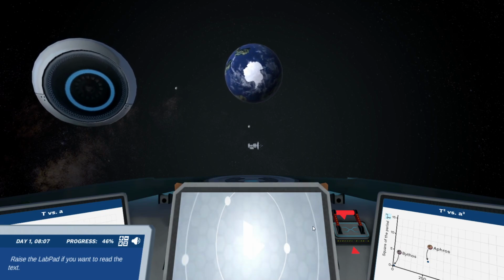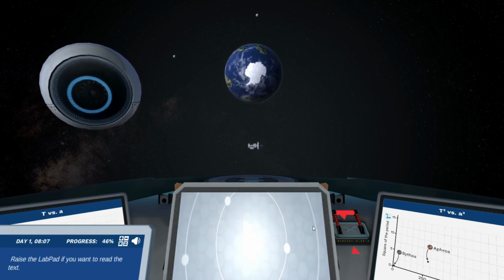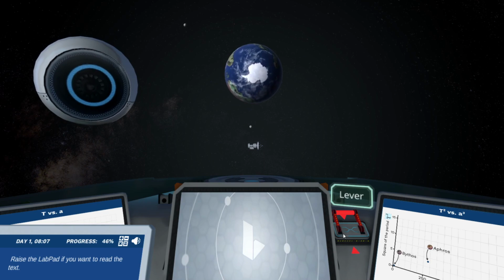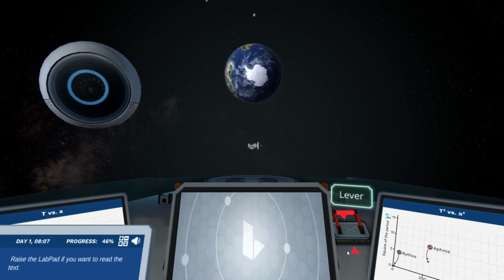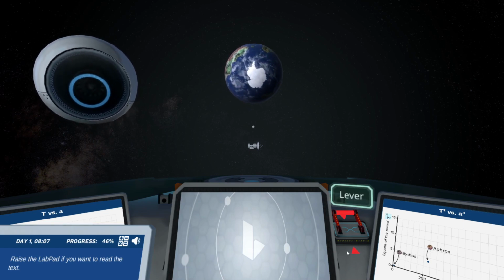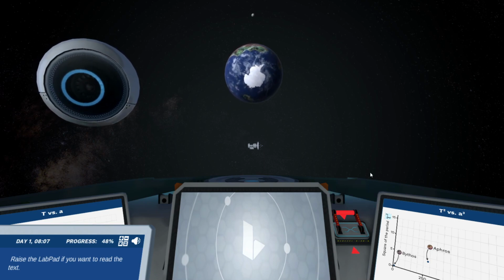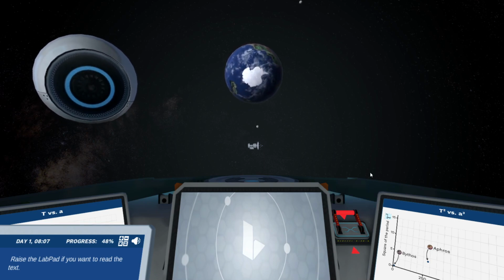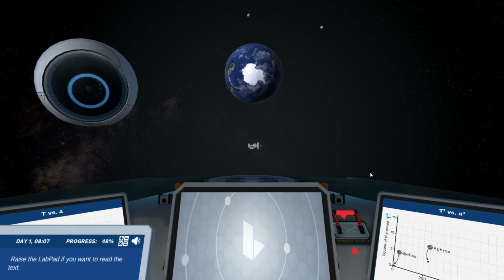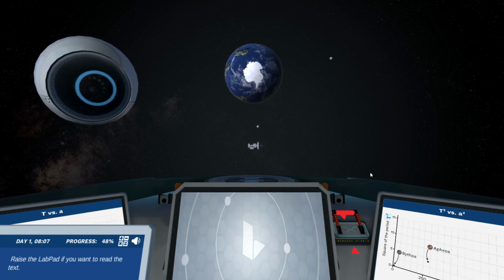Let's find out by sending some satellite probes and measuring how long it takes them to complete one orbit around the planet, or, as scientists say, their orbital period. We will collect some data on the periods of different orbits. I've set the velocity of the probe to create an orbit with a radius of 30,000 kilometers.